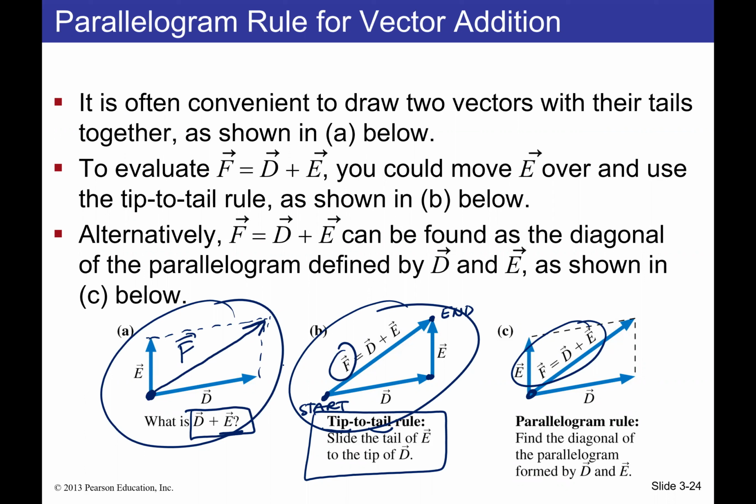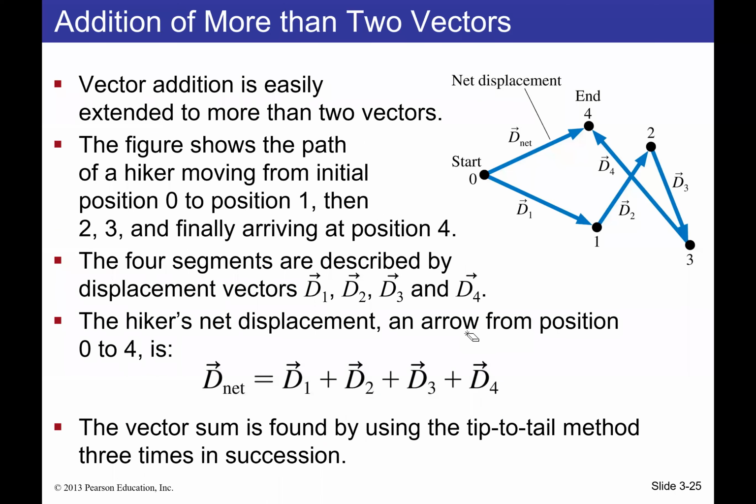Remember that this parallelogram method is generally good for adding two vectors together. You can construct a parallelogram with 3 vectors or 4 vectors added together, but the tip to tail method is a little more flexible. I can add more vectors together in tip to tail. So for example, here we have 1, 2, 3, 4 vectors added together. I have 4 vectors starting from here.